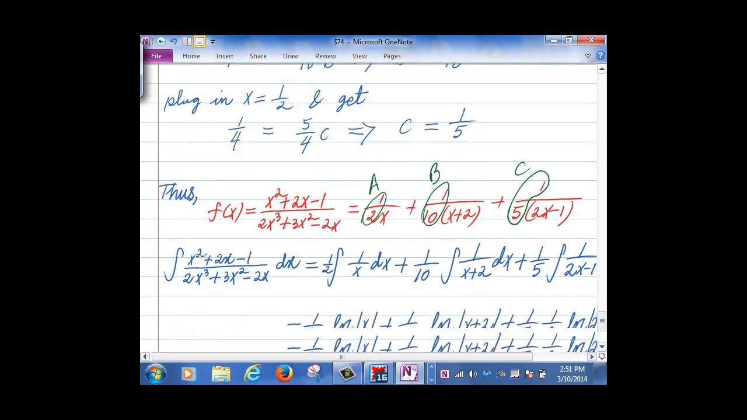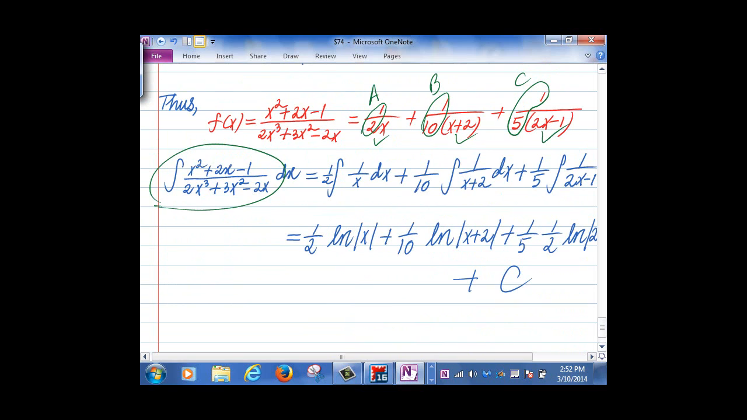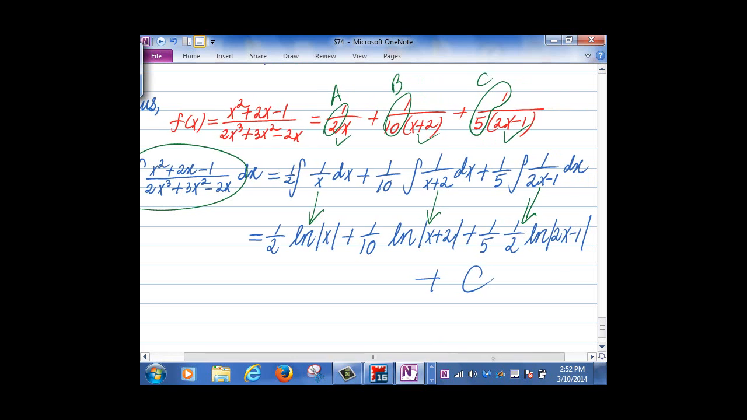Now, why is this decomposition good? Well, if I want to integrate the proper fraction, I can integrate the decomposition. So all I have to do is integrate 1 over x, 1 over x plus 2, and 1 over 2x minus 1. Do I know how to do those? Yes, because I can apply the log. So the integral of 1 over x is log of absolute value of x, and similarly for 1 over x plus 2 and 1 over 2x minus 1.